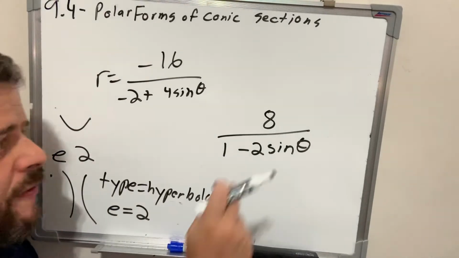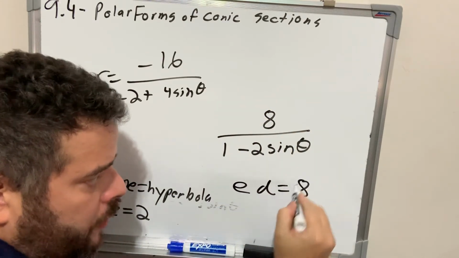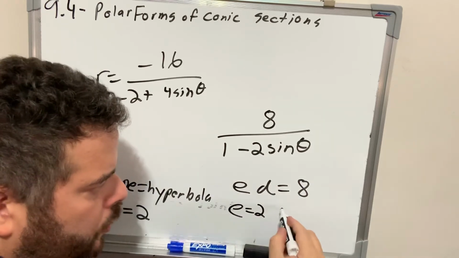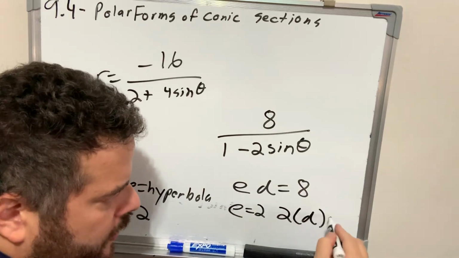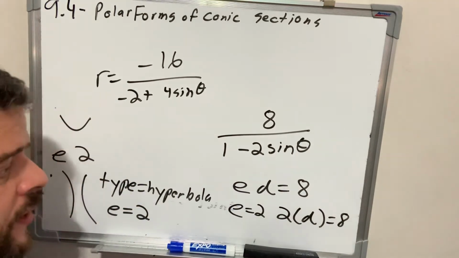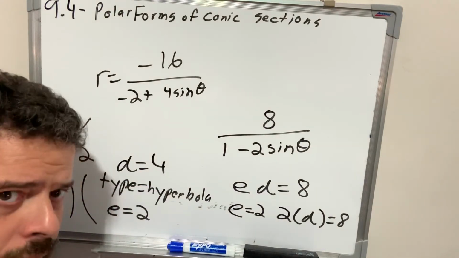Sorry about that. How do I find my d? This number, e times d, will equal 8. I know that my e is 2, so 2 times d equals 8. Whenever you isolate your d, you end up with d equal to 4, and you're done.